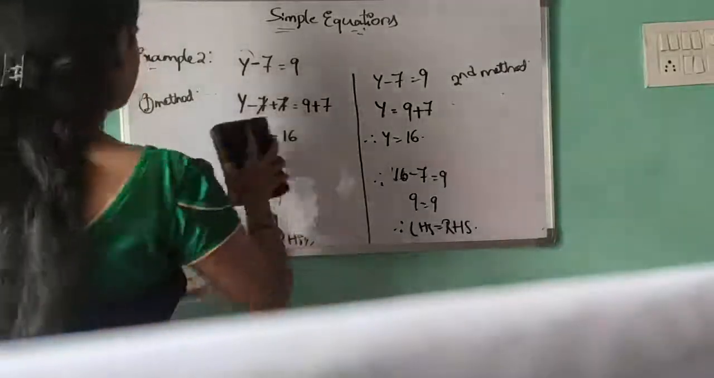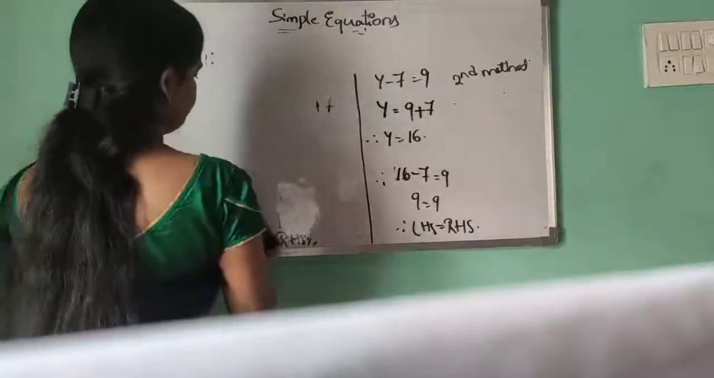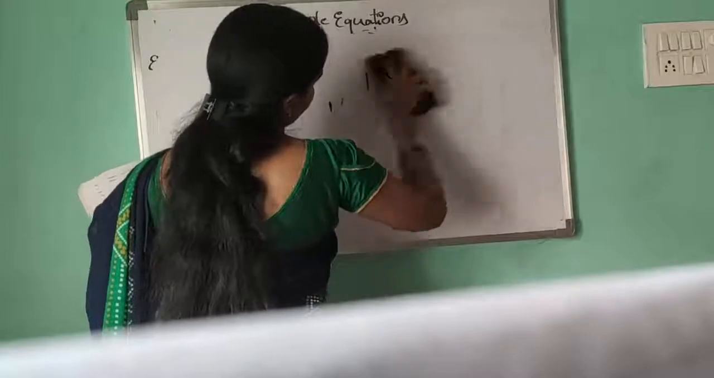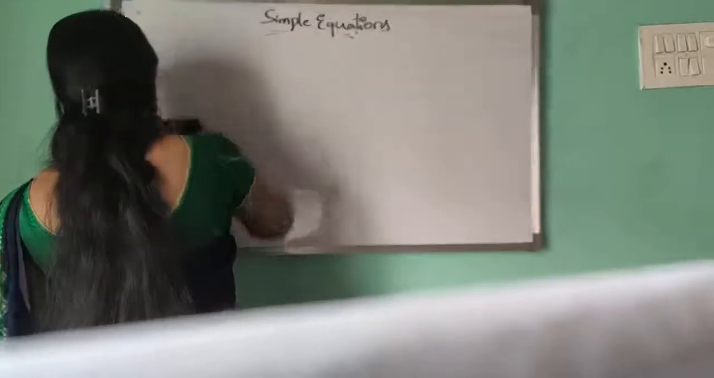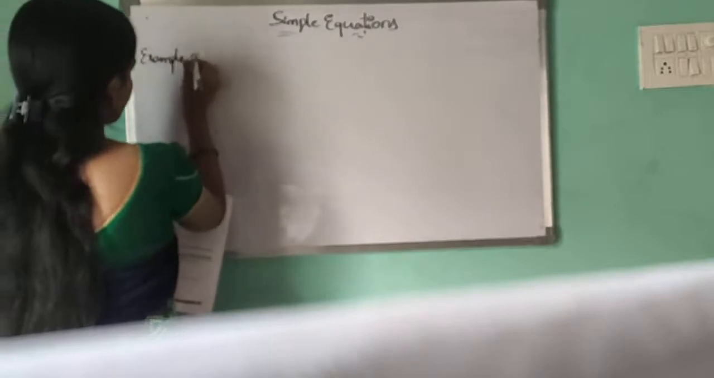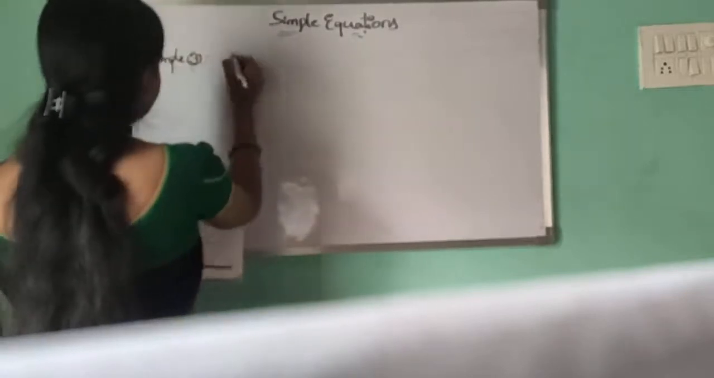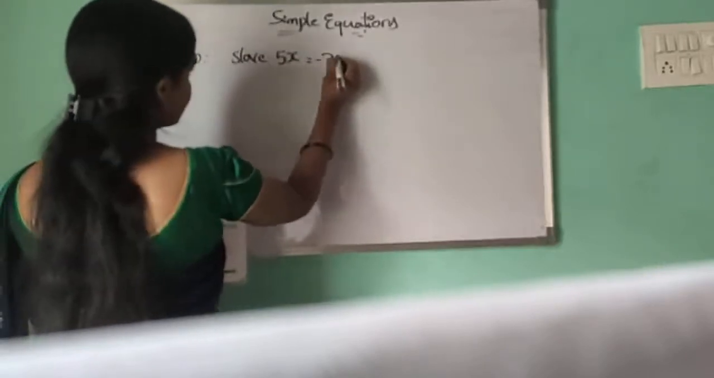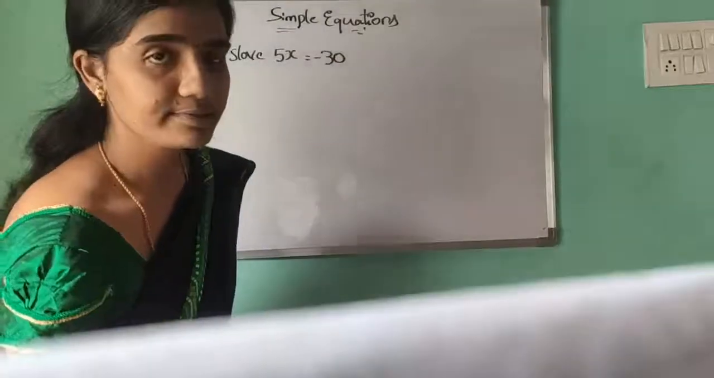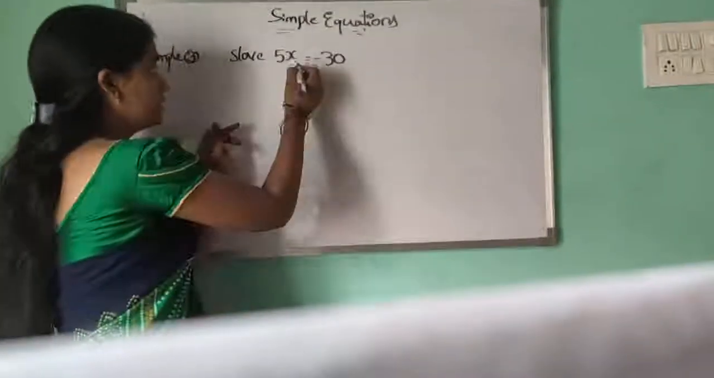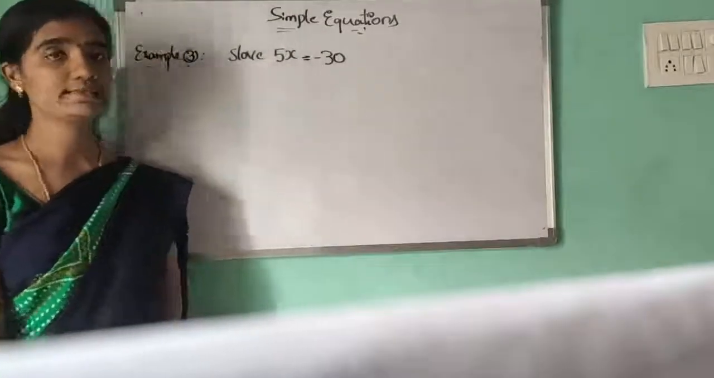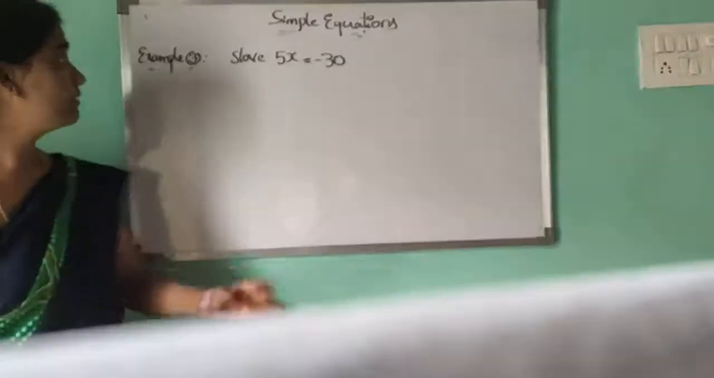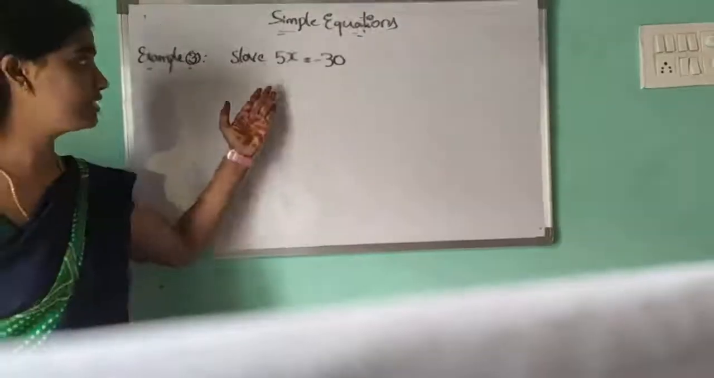Coming to the third example, let's see. In the first example, you had to do addition, and in the second, subtraction. In this example 3, it is multiplication. 5x equals minus 30. This is the third example. In this example, we have to find the solution for the equation.